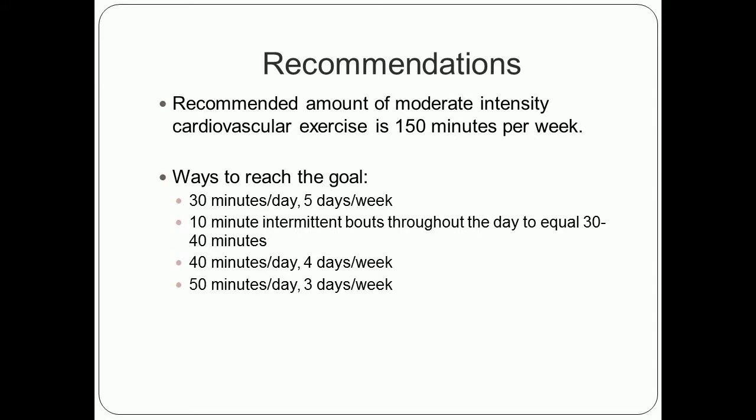Ways to reach the goal: 30 minutes per day, 5 days a week. 10-minute intermittent bouts throughout the day to equal 30 to 40 minutes. 40 minutes per day, 4 days a week. 50 minutes per day, 3 days a week. It is important to remember that this is the minimum goal for heart health. People can exercise more than 150 minutes per week. It is also important to know that if you have a weight loss goal, then you may require more time or intensity.